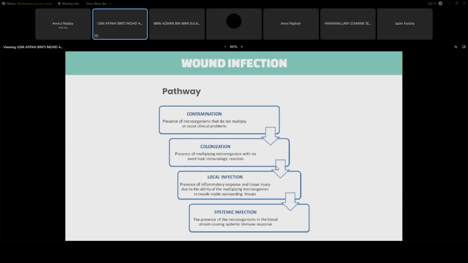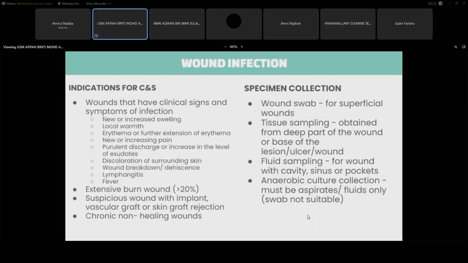And then it advances to local infection, whereby there will be presence of inflammatory response and tissue injury due to the ability of the multiplying microorganisms to invade viable surrounding tissues. And then finally to systemic infection, whereby the microorganism will be present in the bloodstream, causing a systemic immune response. So if the wound is suspected to be infected, then we have to take a sample for culture and sensitivity.